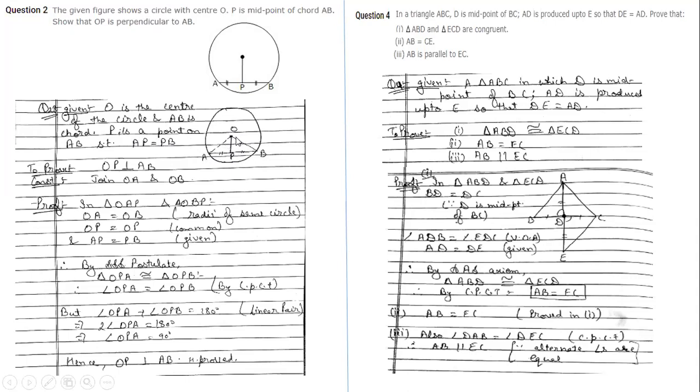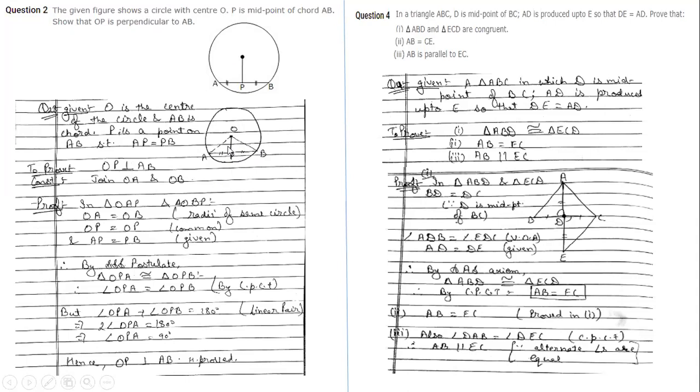Join OA and OB. In the given figure, there is no OA, no OB, so we have to do the construction. Join OA and OB. See, now we have two triangles, OPA and OPB. In these two triangles, AP is equal to PB. It is given as P is the midpoint. Therefore, AP is equal to PB. OP is equal to OP. It is a common side of these two triangles.